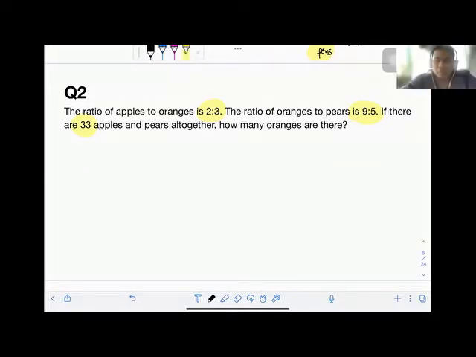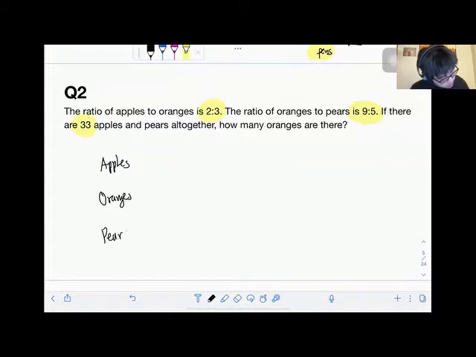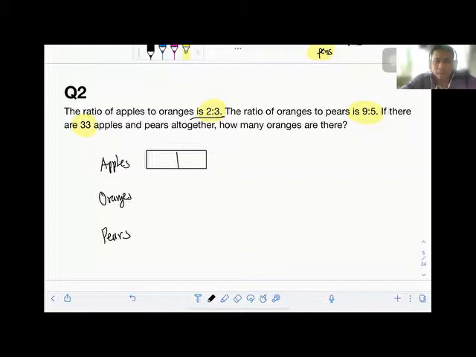Okay, so of course we will start with the 3 fruits such as apples, oranges, and pears. Okay, so we will start with the first sentence. The ratio of apples to oranges is 2:3. So we will draw 2 boxes for apples and 3 boxes for oranges.